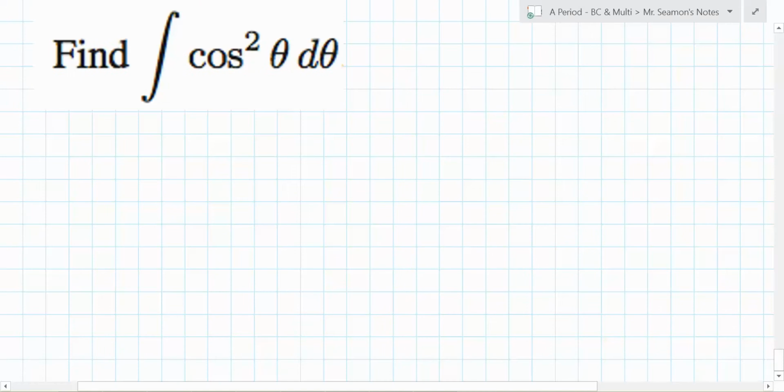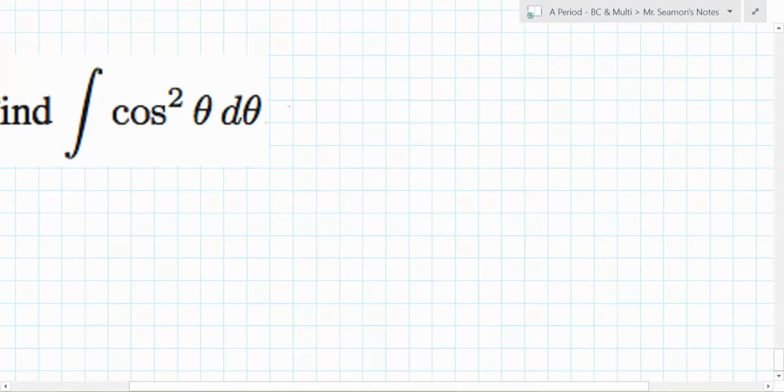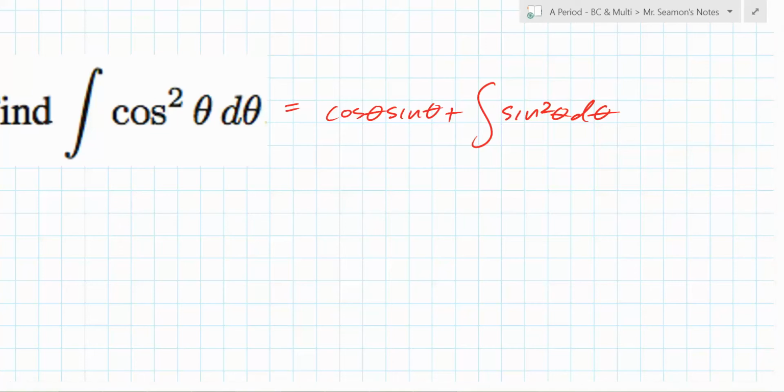Okay, so many of you figured out that this thing does indeed equal cosine theta sine theta plus the integral of sine squared theta d theta, right? So you looked at that and you said, I told you you needed to do parts twice, right? So you look at that and you say, what's the target of our attention now? Sine squared theta. You're like, oh, we just did it for cosine. So you do it again, but then what do you end up with?